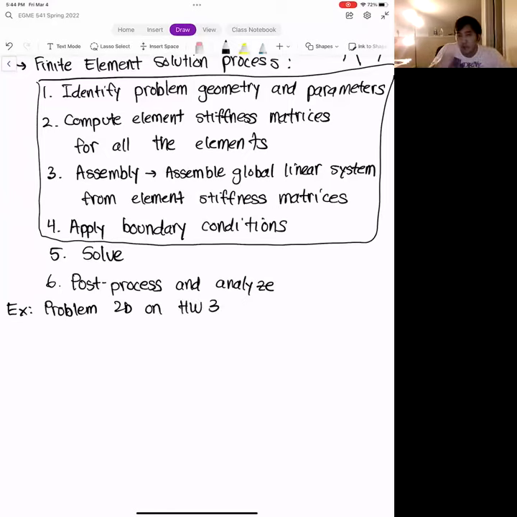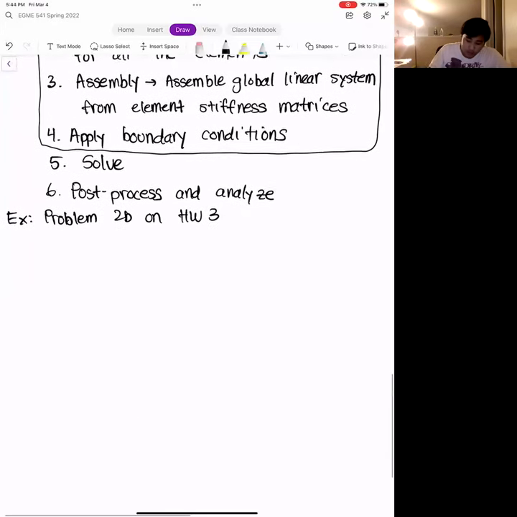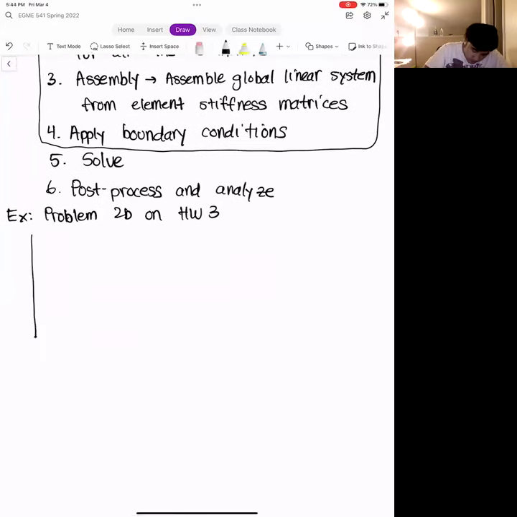I like this one because it has a combination of beams as well as a spring. All right, so we have a wall here, and we have 3 beams in a row, all connected end to end. This is node 1, this is node 2, this is node 3, this is node 4. This is element A, element B, element C.